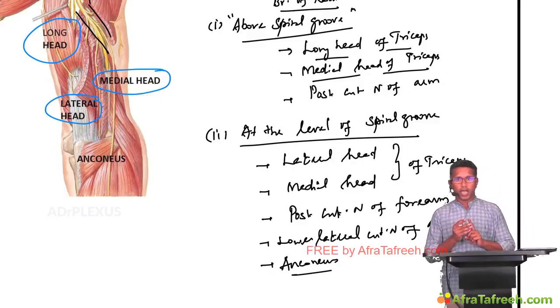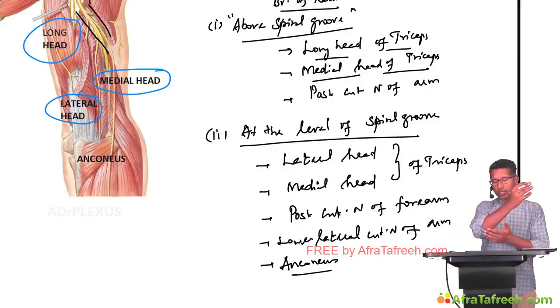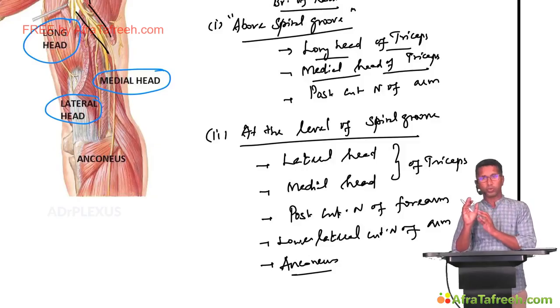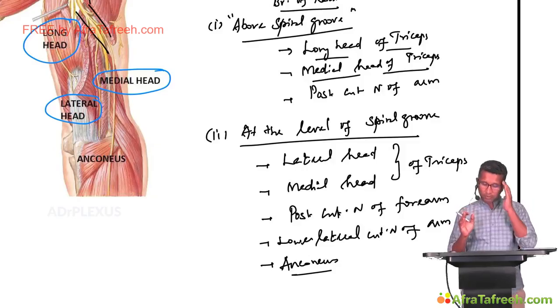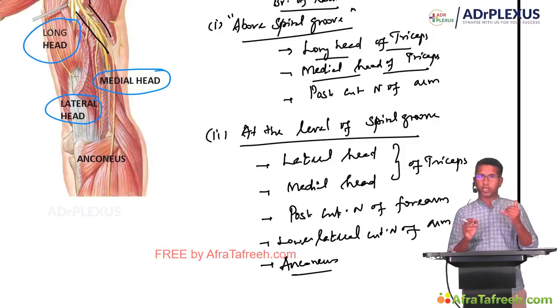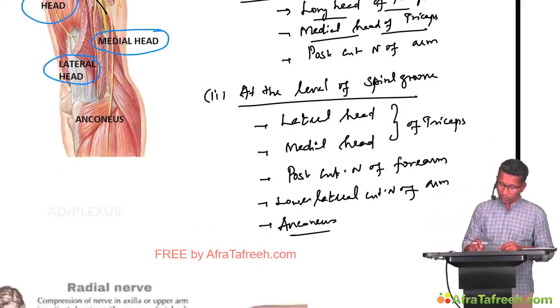It also gives cutaneous branches. So one is the posterior cutaneous nerve of the forearm, another one is the lower lateral cutaneous nerve of the arm. So don't worry about those cutaneous nerves much. So please remember, above the level of spiral groove, long head and medial head. At the level of spiral groove, lateral head and medial head and anconeus muscle.